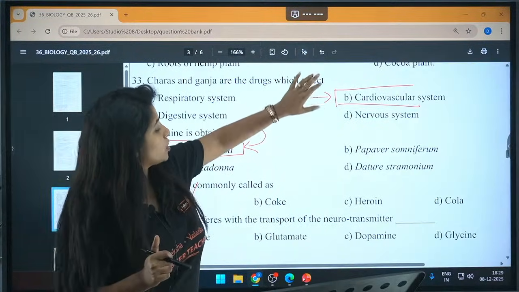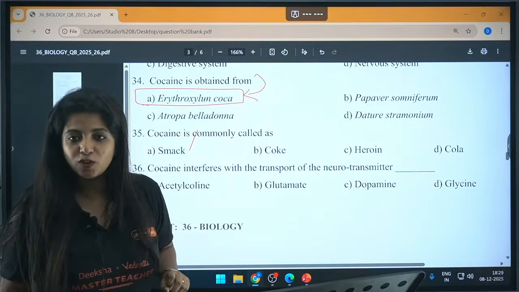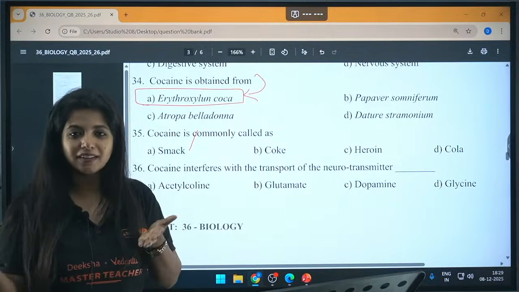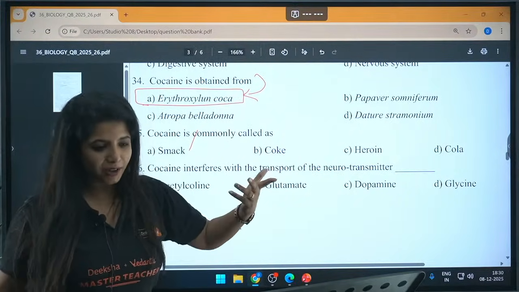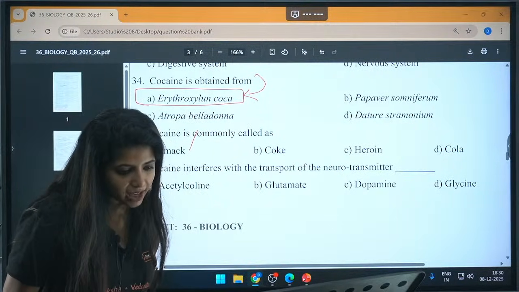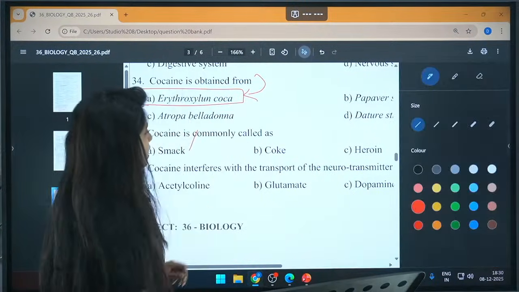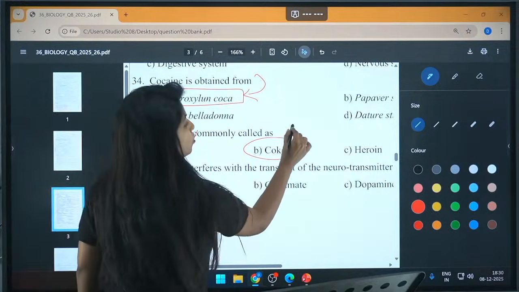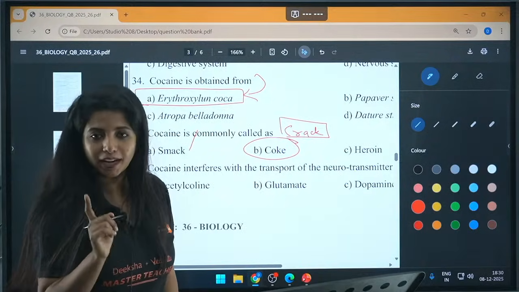Cocaine is commonly known as what? Smack, coke, heroin or cola. Smack, we know it is known as heroin. The smack is the other name for heroin, and heroin has been put down over here. So basically these two options are odd one out. Now coke or cola? Coca-Cola. Everyone is saying it is B, which is why I should lock it. Yes. Cocaine is also known as coke, and the other name for this is also crack. Remember it, coke and crack.